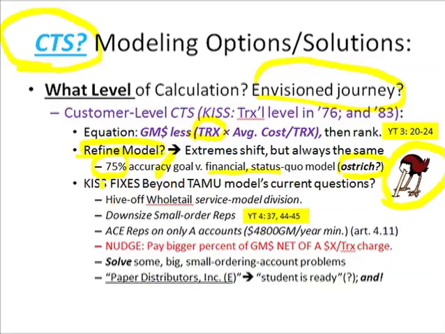Now, what are the keep it simple fixes that we could do beyond what the Texas A&M model currently is asking or suggesting? In the previous slide, I talked about how we can hive off wholesale customers and put them in a different service model division, and that raises a lot of questions of how we do that. Case studies are coming. The Texas A&M model doesn't suggest that once we look at customer profitability, we realize, because of boundaries and stratification, we actually have too many salespeople to try to cover the few viable customers that will support outside sales coverage.